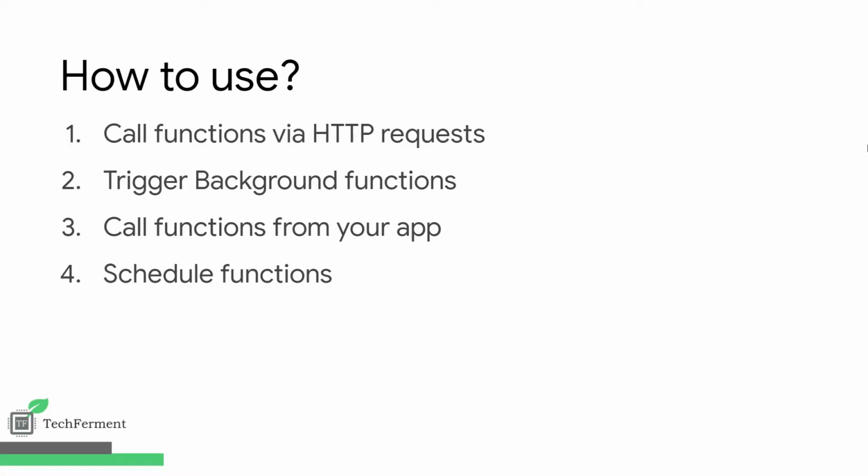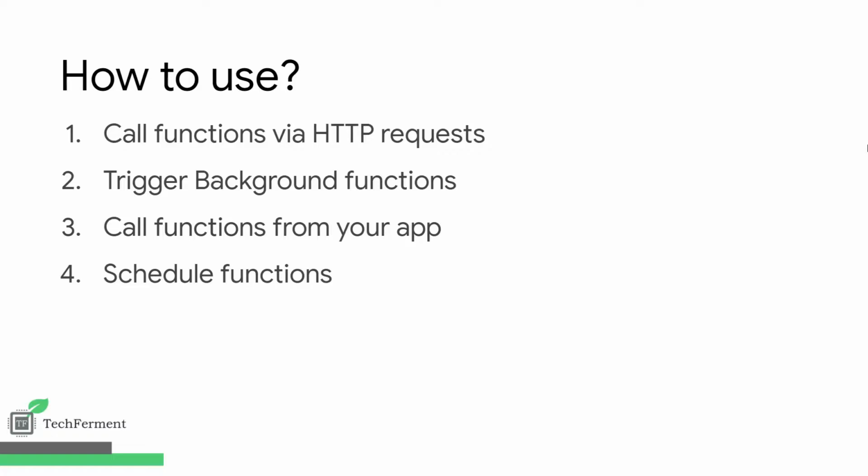You can use cloud functions in four ways. First, you can call the cloud functions via HTTP request. That means there will be a URL where you can call the functions. So maybe you can create REST APIs with the help of HTTP request kind of cloud functions.